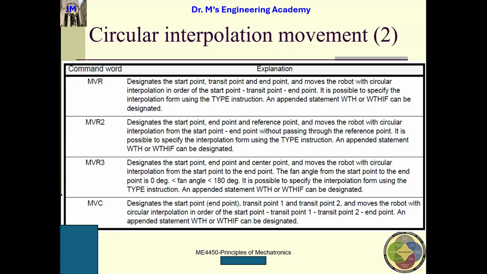MVC, we have start point and end point, transition point one and transition point two, and move the robot with the circular interpolation in order of the start point, transition point, transition point, end point. So this is MVC.